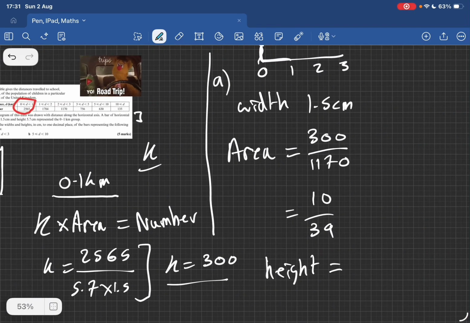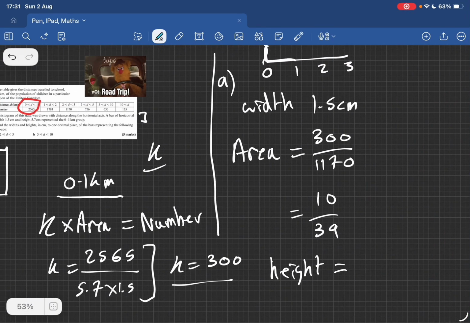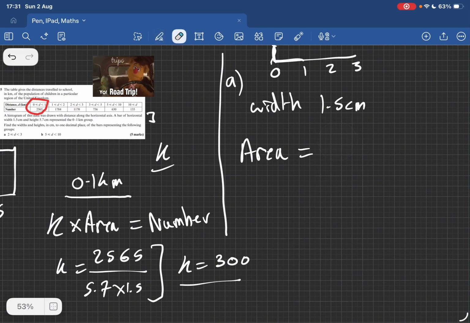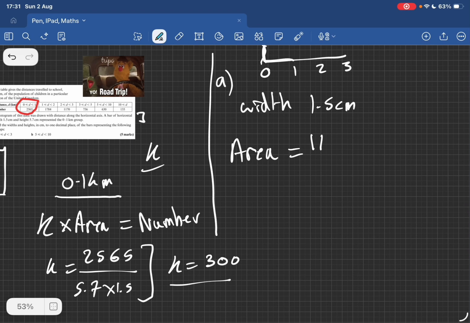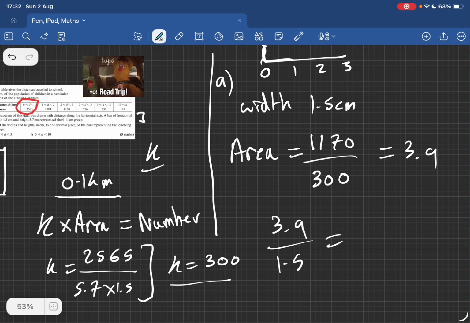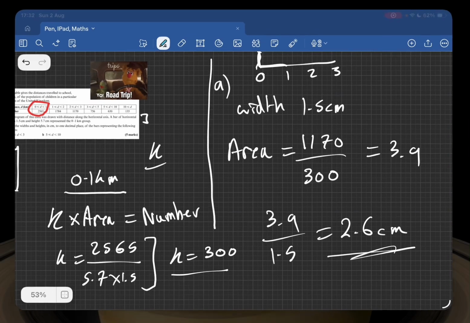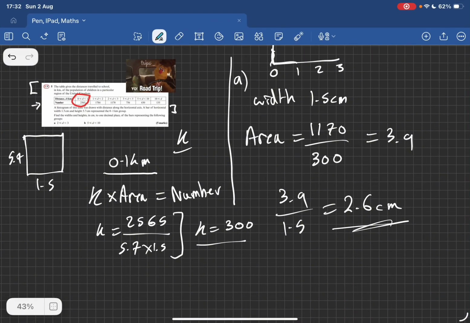I've done something wrong there. I've got these the wrong way around, so let's backtrack. We've got the number 1170 divided by 300, which gives us 3.9. Now 3.9 divided by 1.5 will give us our height, and that is 2.6 centimeters. Nice answer, perfect. So that's our width and height of the 2 to 3 band.